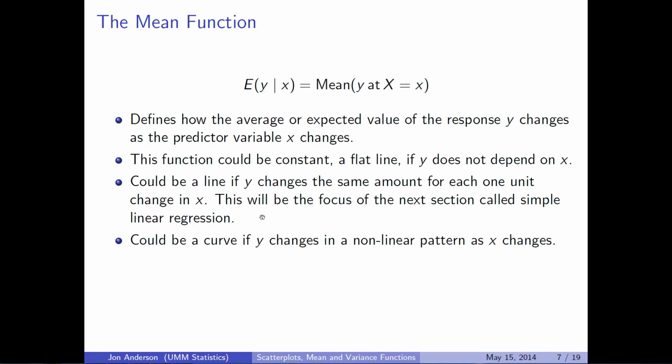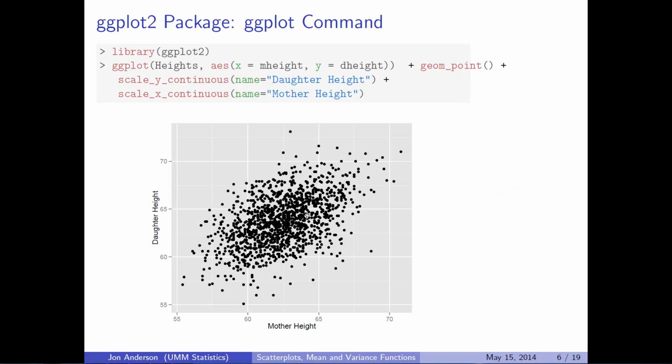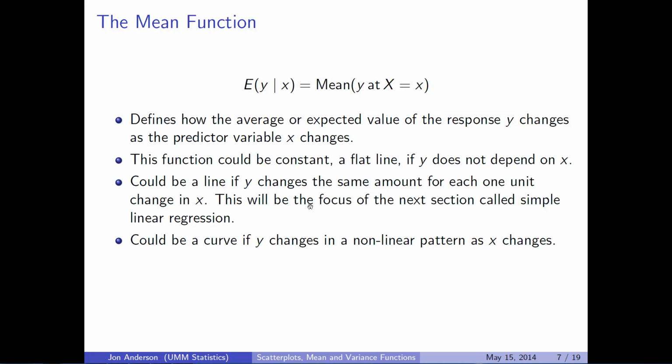We could have an upward or downward sloping line, a little bit like what we see in the mother and daughter heights. It looks like maybe the mean function here is possibly increasing at a constant rate, and that would be something that would be called linear regression, which we're going to talk about in future parts of this course. A straight line mean function is another possibility.